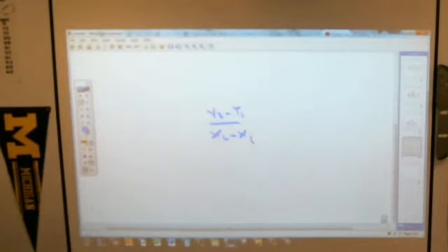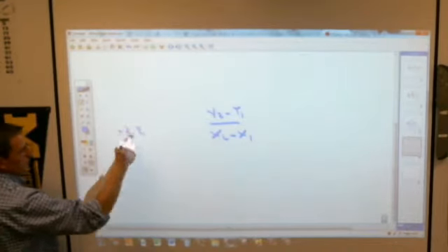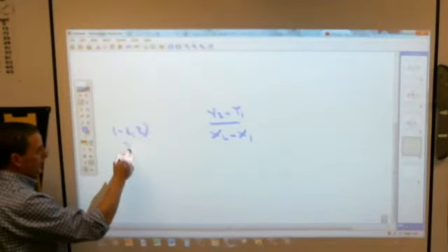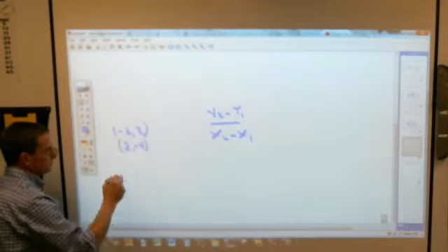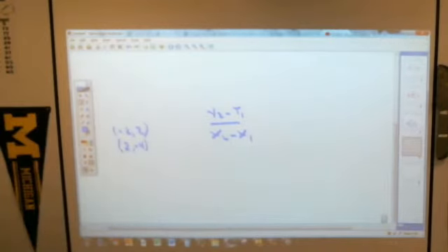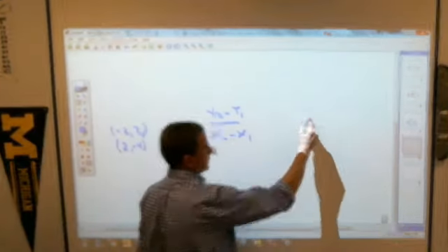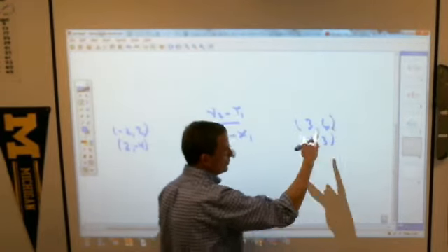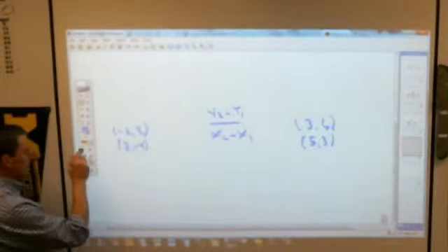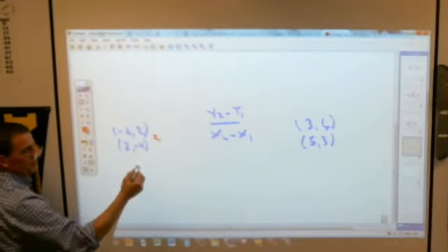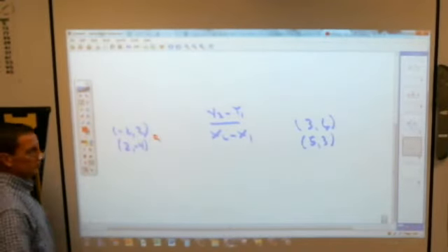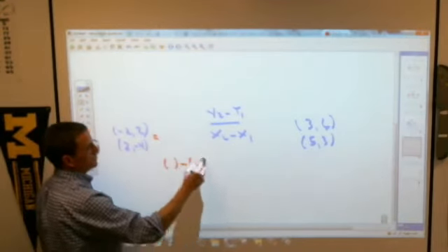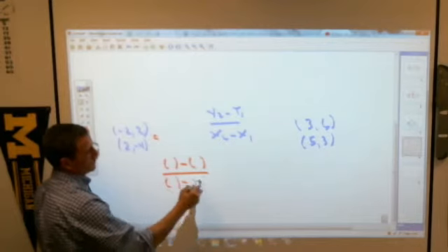One point is negative 2, 2, and the other point is 2, negative 4. The other line has points 3, 6 and 5, 3. So you're given these 2 points that form lines. You need to figure out the slope for both of them and see if they are negative reciprocal slopes. And again, it's not that hard, but you've got to take your time a little bit. I'll do this one first.